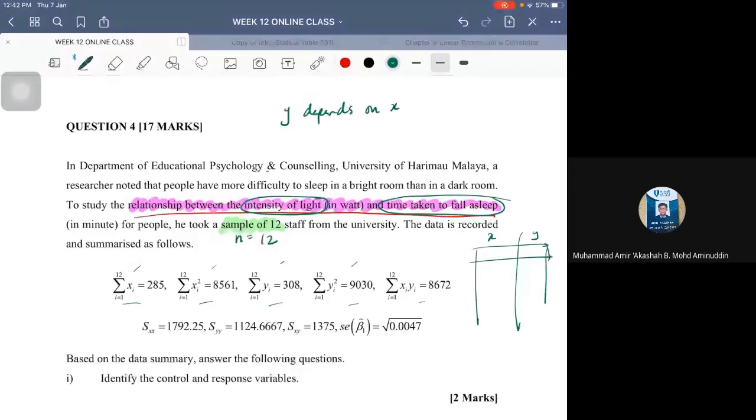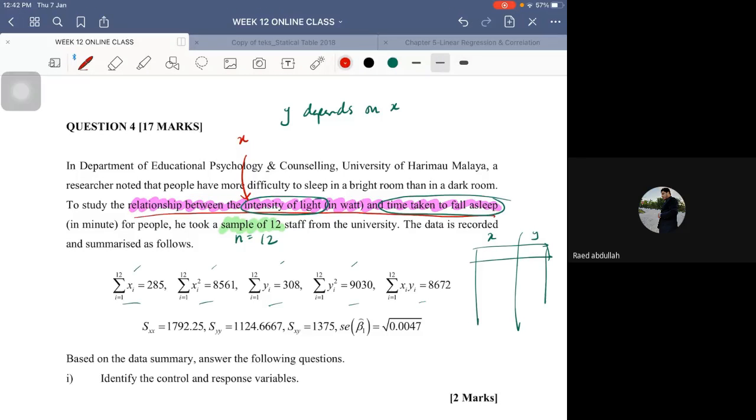So here, does the intensity of light depend on time taken to fall asleep, or does time taken to fall asleep depend on intensity of light? Time taken to fall asleep depends on intensity of light. Exactly. So actually here, the intensity of light is going to be our x variable.